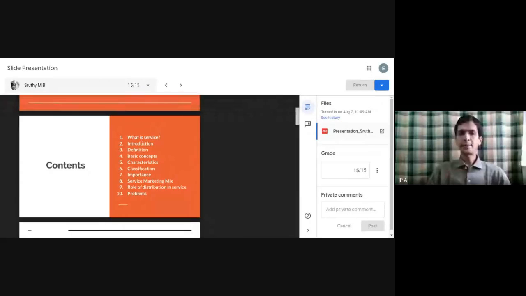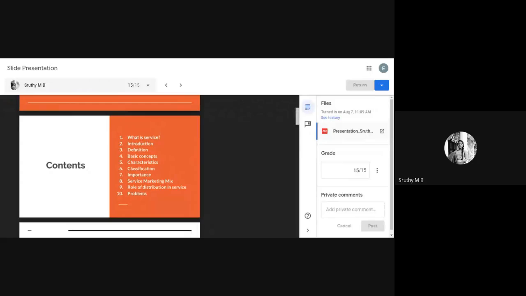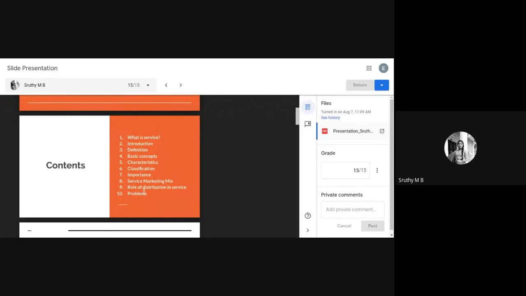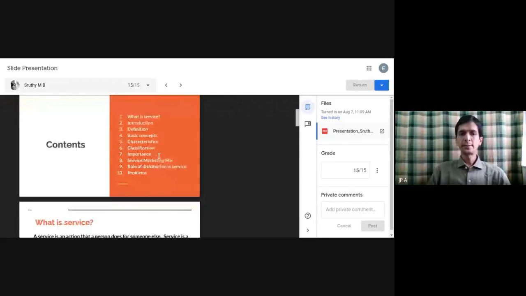You can slightly make the fonts larger. A bit larger, it will be easy for the audience to understand. The introduction slide too, so this is the font. It is easy for the audience to understand.